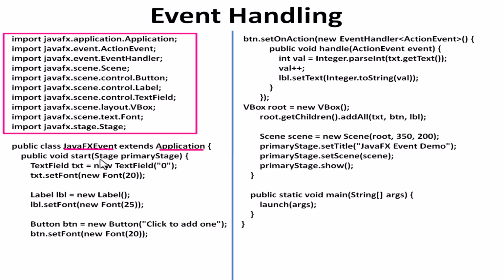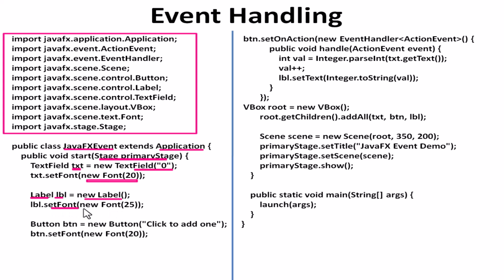Now here we have set the primary stage. Next, text field: we have initiated a text field whose particular length is 0, meaning the initial capacity is 0. Now by using a text object, we have created a text size of 20 characters or numbers or whatever, so its length is 20. Next, we have initiated a label. The label will be beside the text field. Equal to new label.